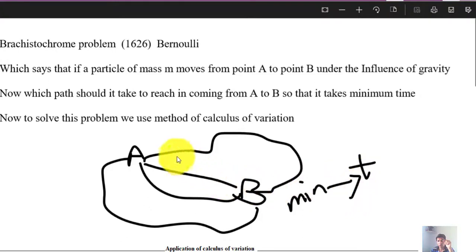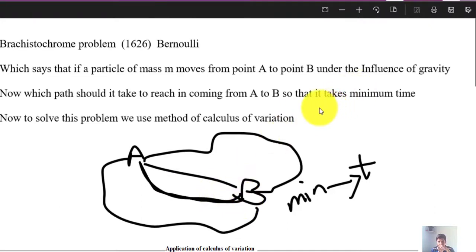Obviously some people will say this path, some people will say another path. You will obviously say this particular thing, but I say no, it will be this particular curve.